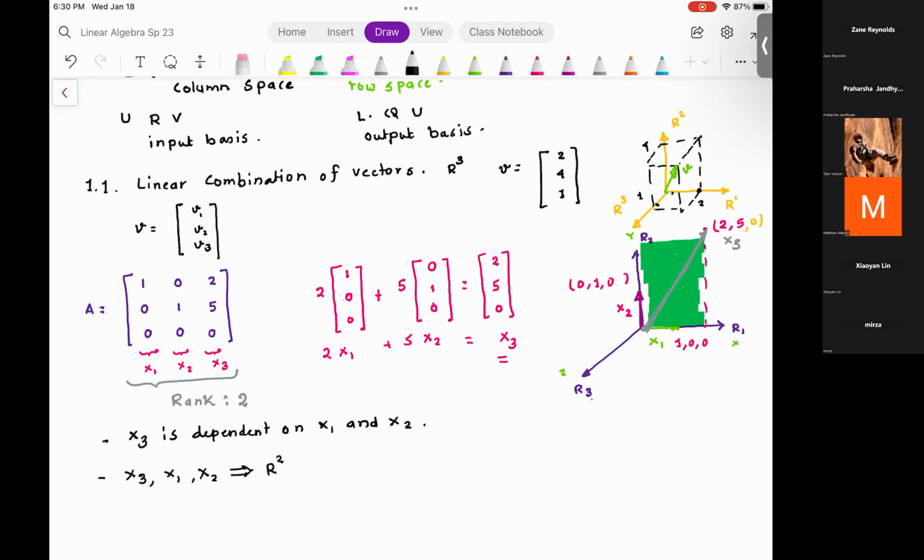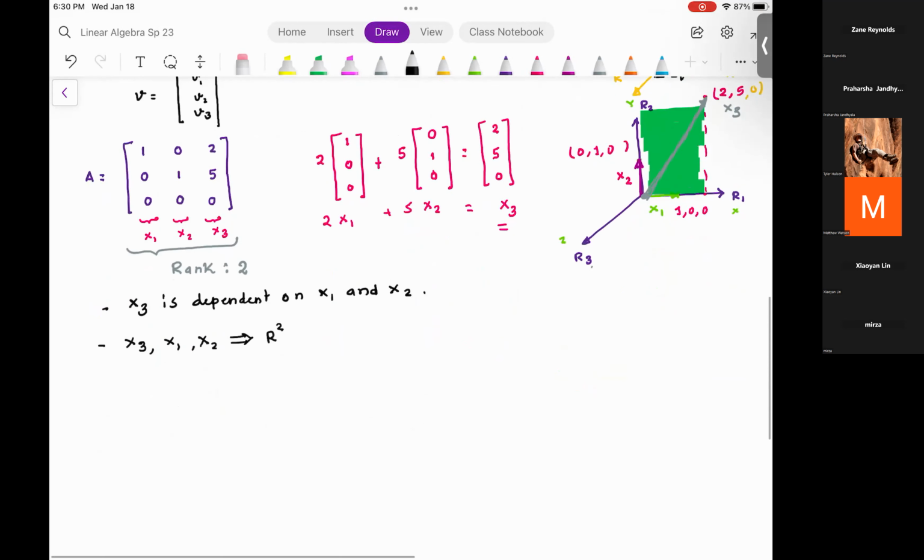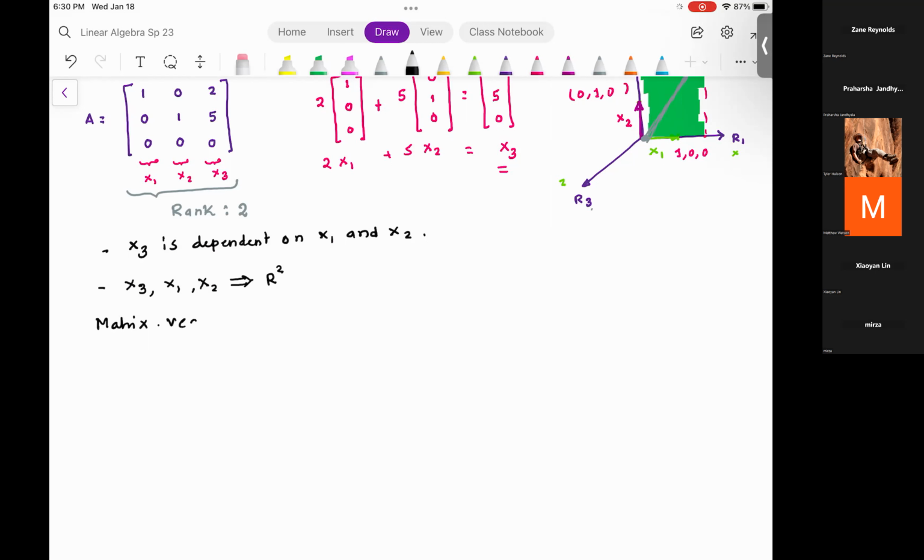Now, this question of dependence and independence is going to be super important when we look at how we solve equations. But before we do that, I want to show you matrix vector multiplication. So the second concept which I want to talk about is matrix and vector multiplication.